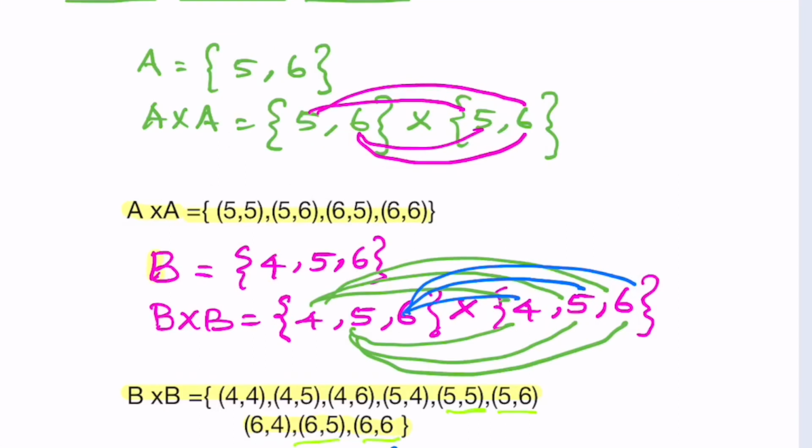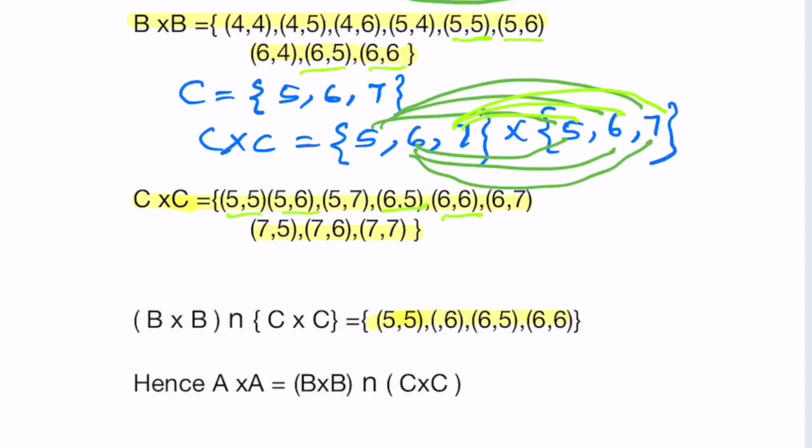So let us name the equation for the value of A cross A as 1. And let us name the equation of B cross B intersection C cross C as 2. Now we see that the right hand side of 1 and 2 are same. Therefore, A cross A is equal to B cross B intersection C cross C.